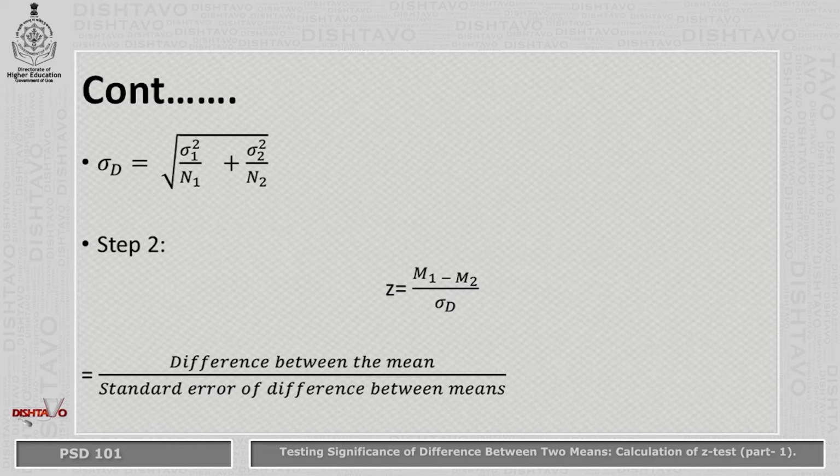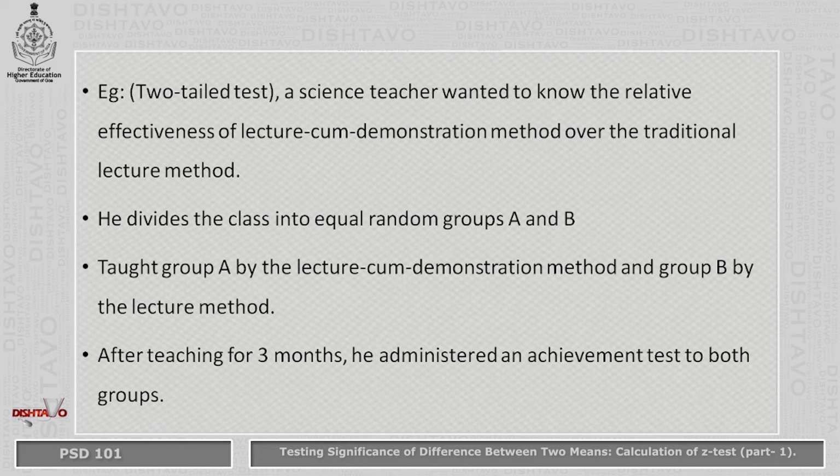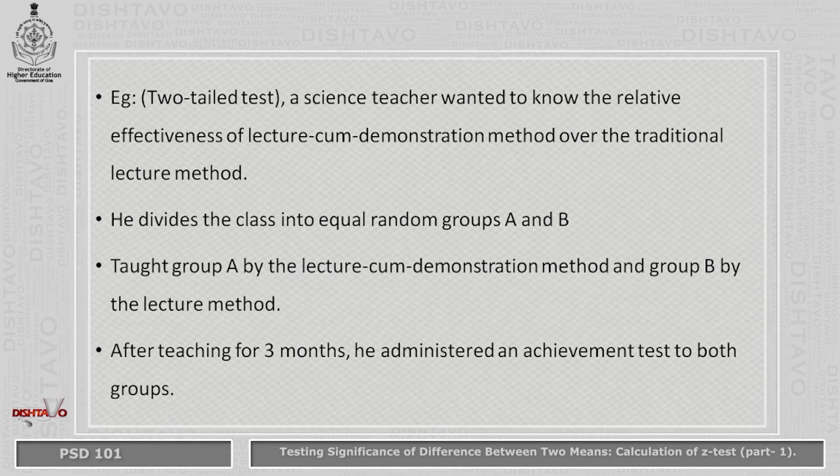Z is equal to M1 minus M2, where M1 means mean of first sample and M2 mean of second sample, upon standard error. So, here we calculate the difference between the mean of two samples upon standard error of difference between the means. For example, two-tailed test. Two-tailed means it's stating that there is a difference between the two variables.